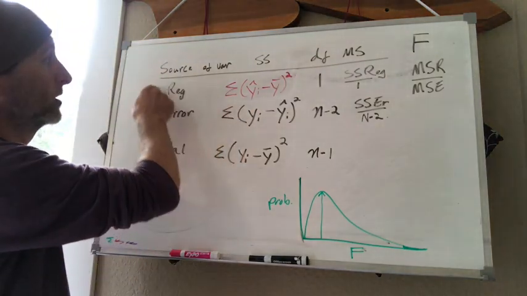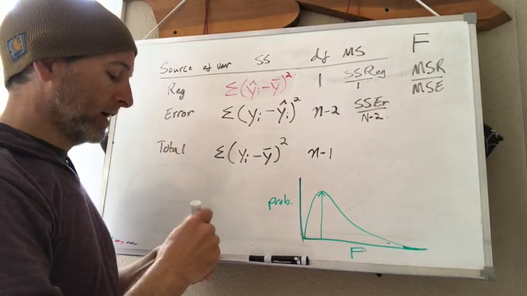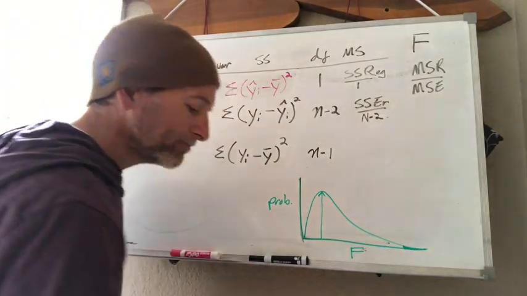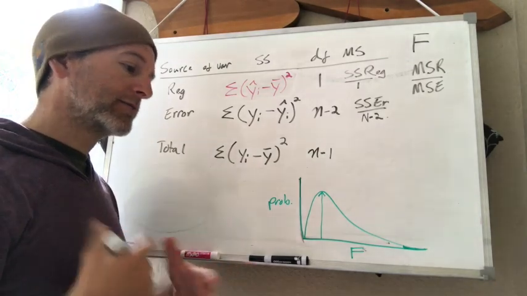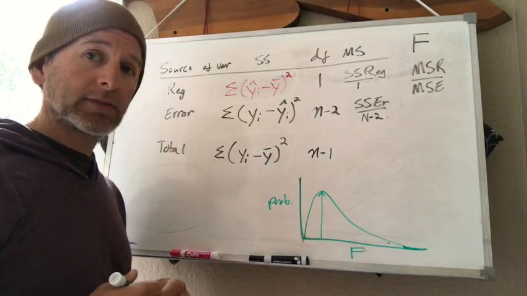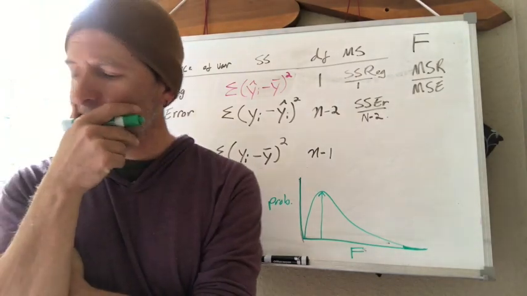So as your sums of squares related to your regression become larger and larger, there's a higher and higher chance that it's a real pattern. I don't feel like I'm explaining this very well.